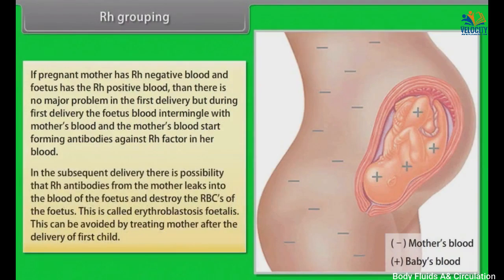In a subsequent delivery, there is a possibility that Rh antibodies from the mother leak into the blood of the fetus and destroy the RBCs of the fetus. This is called erythroblastosis fetalis. This can be avoided by treating the mother after the delivery of the first child.